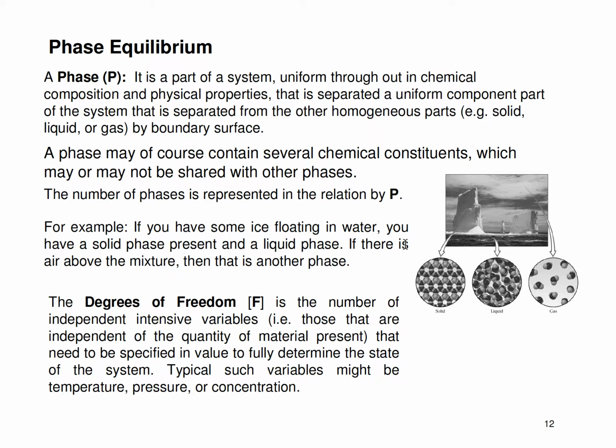For example, if you have some ice floating in water, you have a solid phase and a liquid phase. If there is air above the mixture, then there is another phase. So that is what is meant by phase, alright? Okay, the next one is the degrees of freedom, F, the number of independent intensive variables, those that are independent of the quantity of material present, that need to be specified in value to fully determine the state of the system. Typical such variables might be temperature, pressure, or concentration.